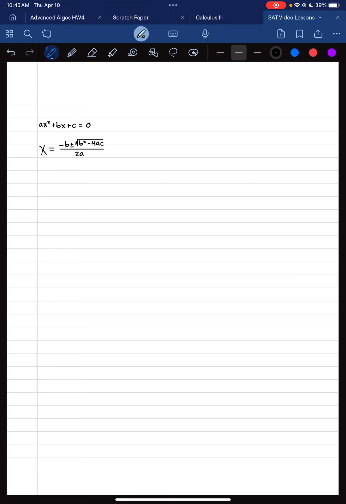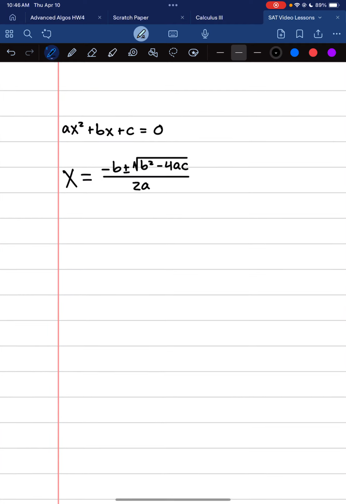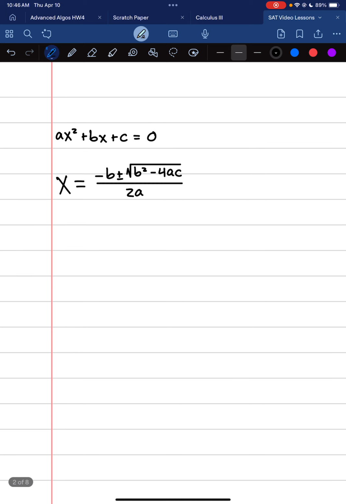In this lesson, we're going to go over the quadratic formula and the discriminant, especially as it relates to the SAT. So let's start with the quadratic formula. The quadratic formula is just a tool that you can use to solve quadratic equations, just like how you can solve a quadratic equation by factoring or through graphing. You can also use the quadratic formula.